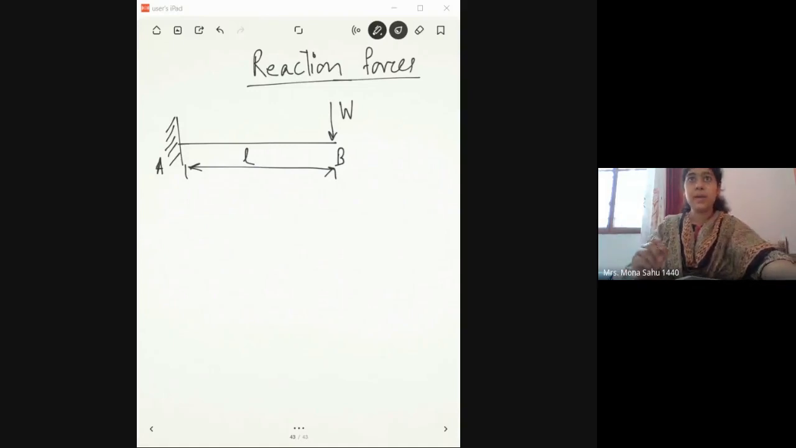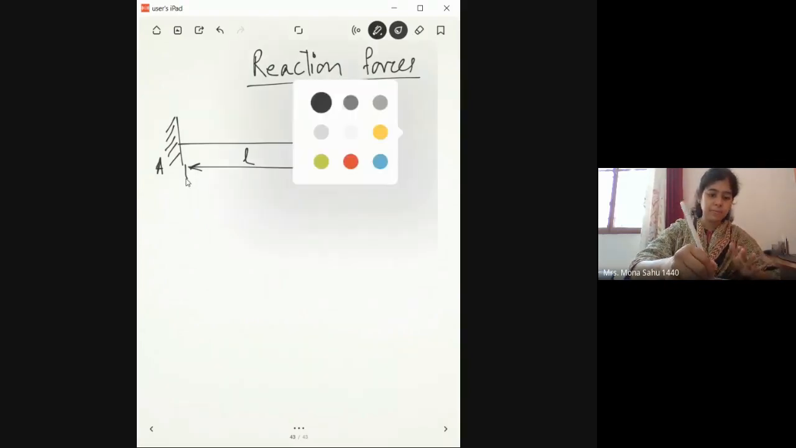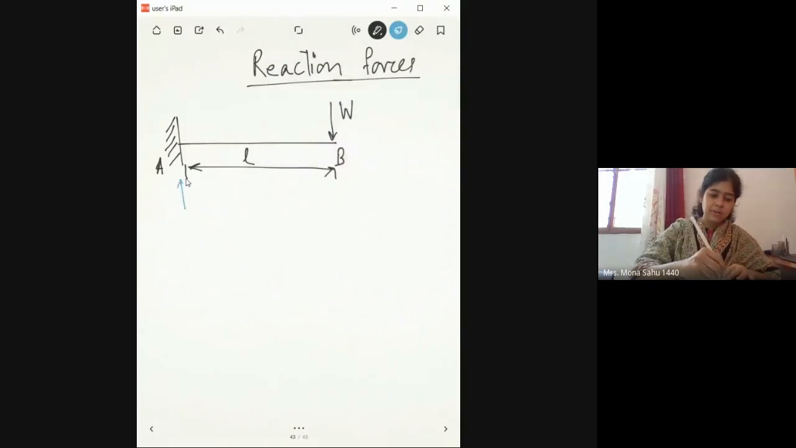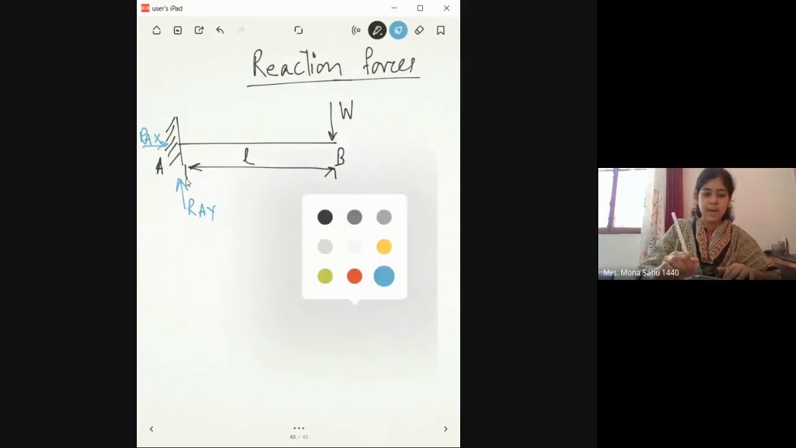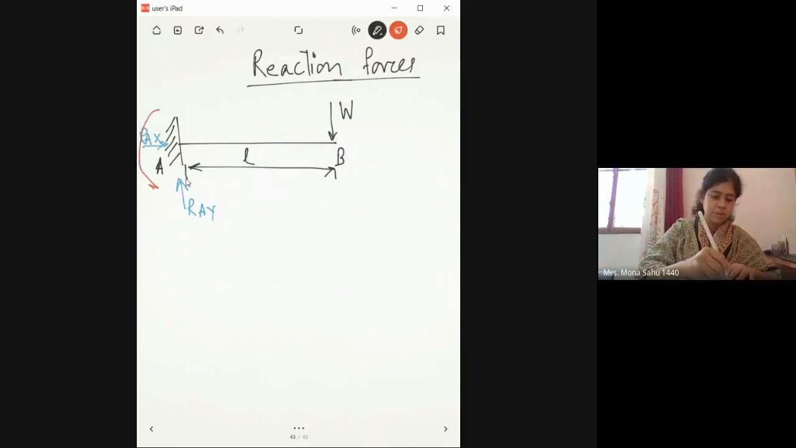You guys are clear? We have a cantilever beam. There is a point load at the end, and this is a fixed support. So can you tell me, the first step is to draw the reaction forces. What are the different reaction forces that will be acting over here? You'll have a vertical force, R_AY. You will have a horizontal reaction force, R_AX. Correct? And you will also have a moment at A.